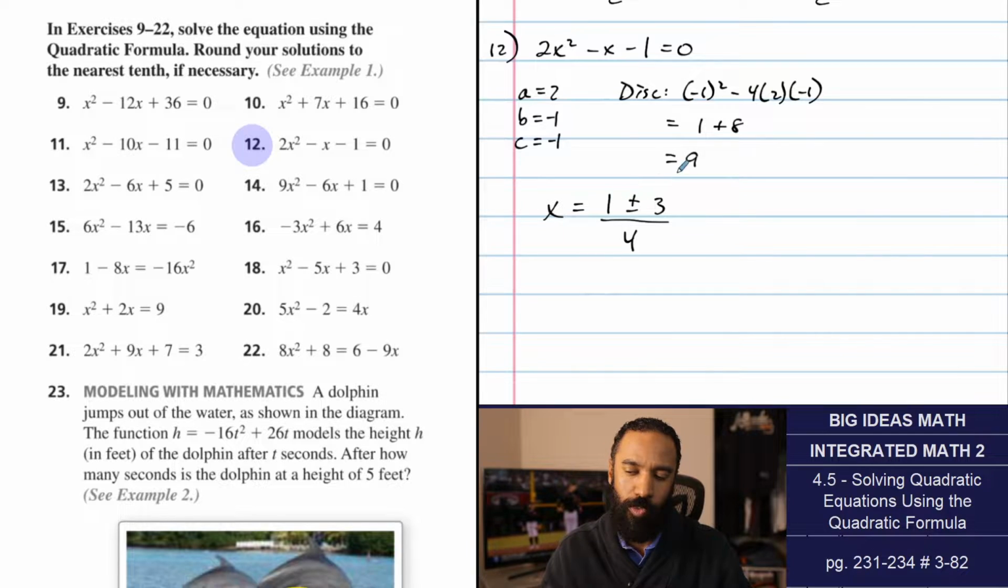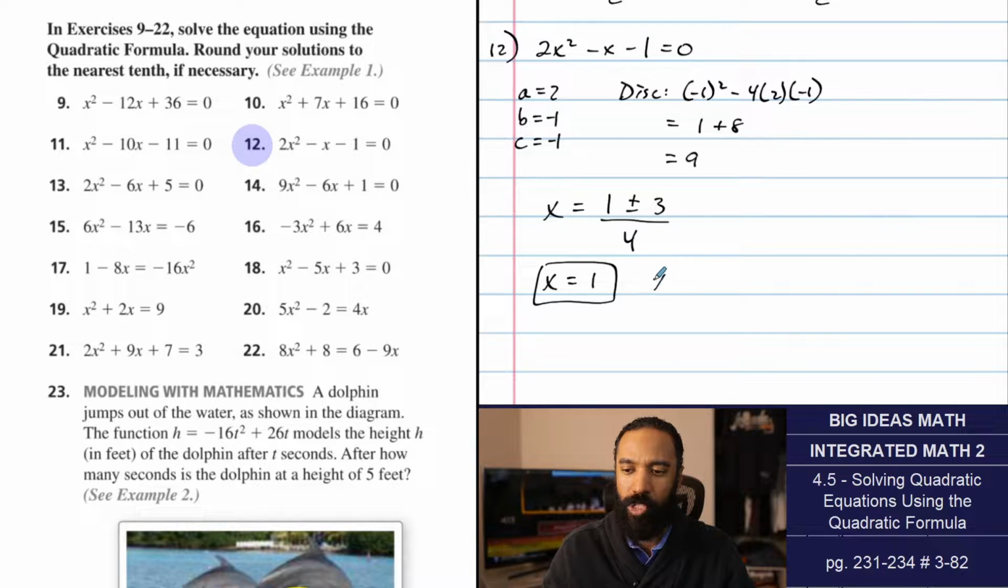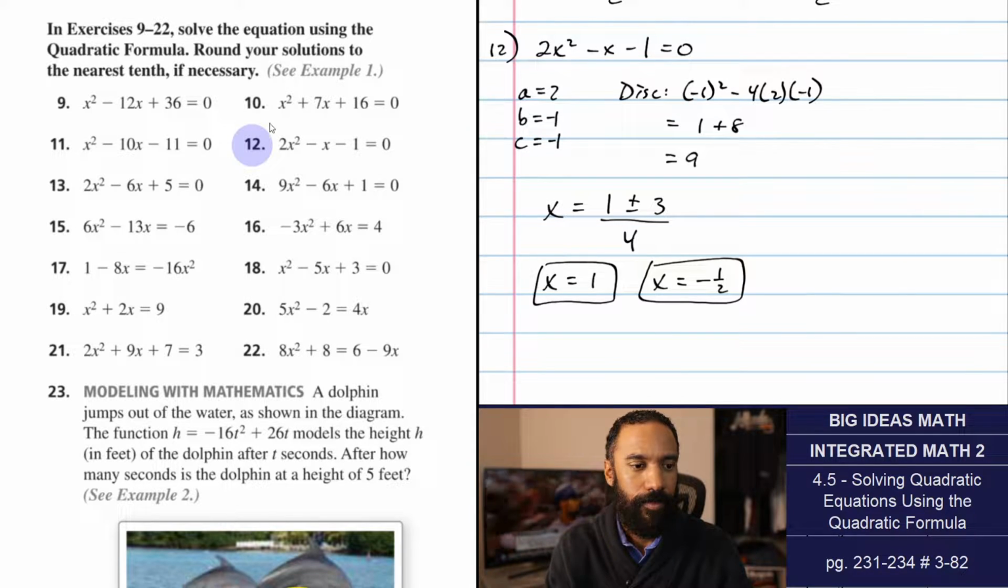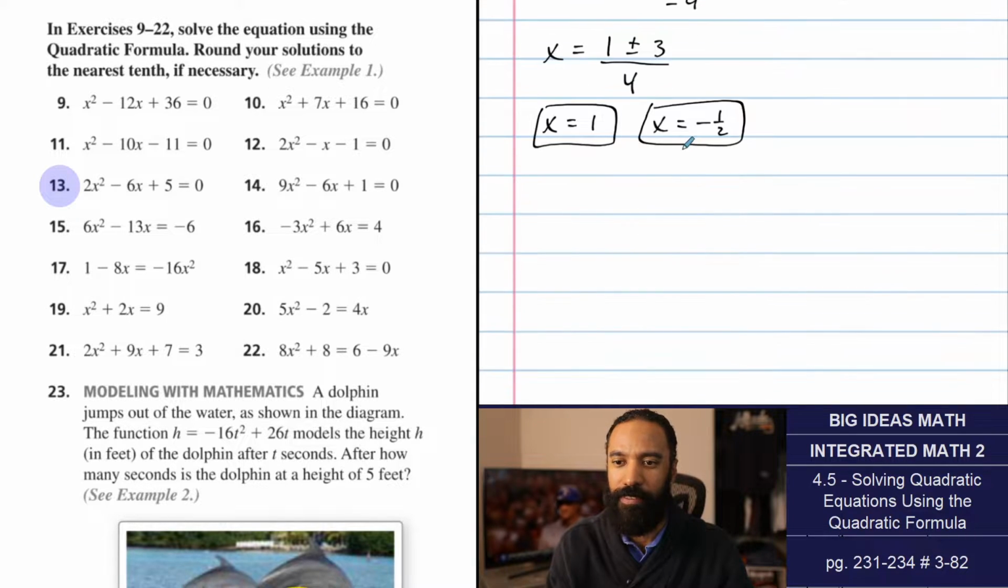Opposite of negative 1 is 1. The square root of 9 is 3. 2 times 2 is 4. Now 1 plus 3 over 4, 1 plus 3 is 4, divided by 4 is 1. 1 minus 3 is negative 2, divided by 4 is negative 1/2. Once again, rational solutions because this was actually factorable. Number 13, 2x squared minus 6x plus 5 equals 0.